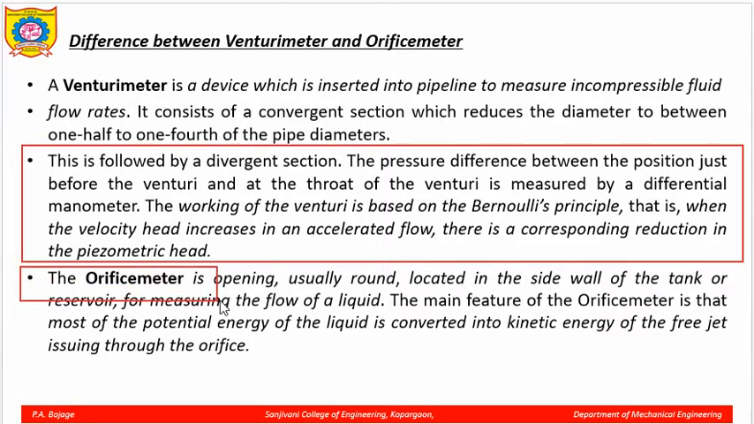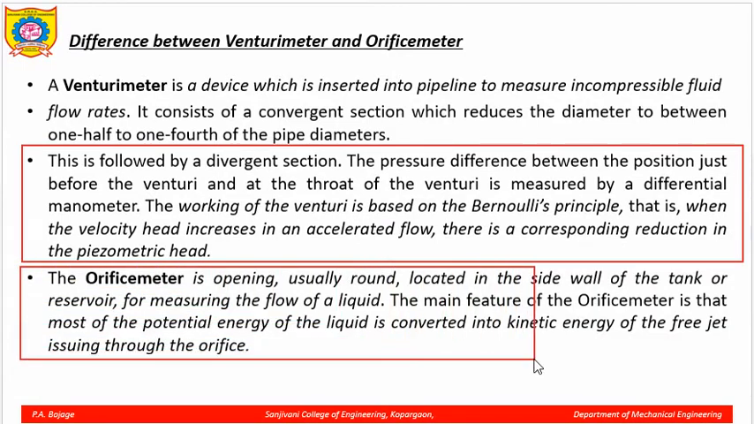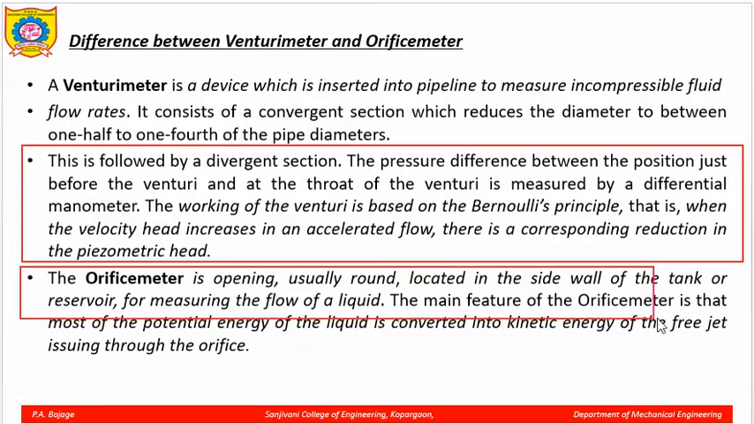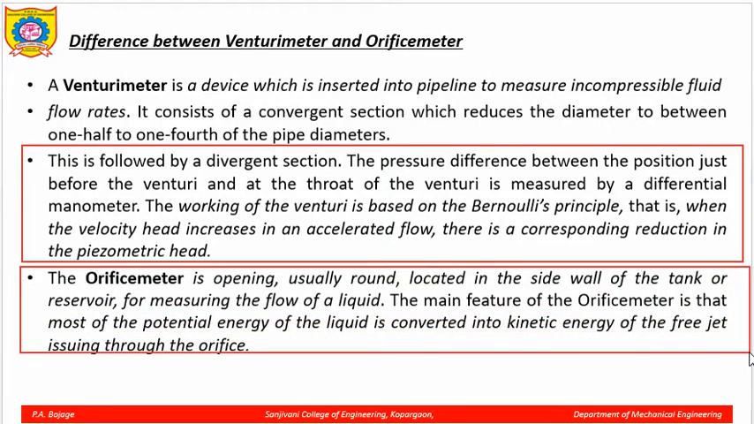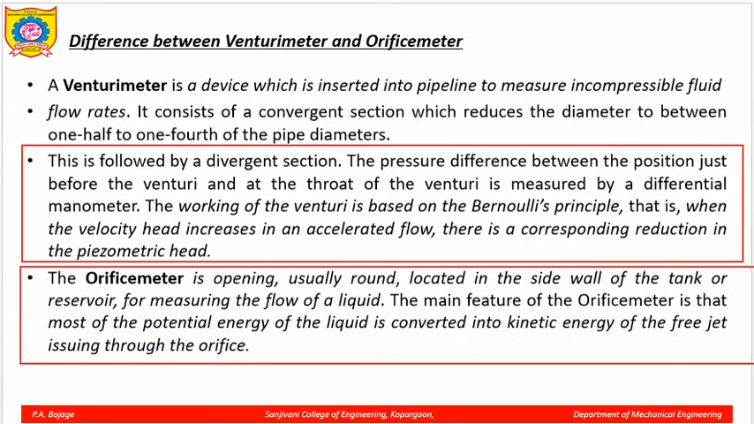The orifice meter is an opening, usually round, located in the side wall of a tank or a reservoir for measuring the flow of liquid. The main feature of the orifice meter is that most of the potential energy of the liquid is converted into kinetic energy of the free jet by issuing through an orifice.